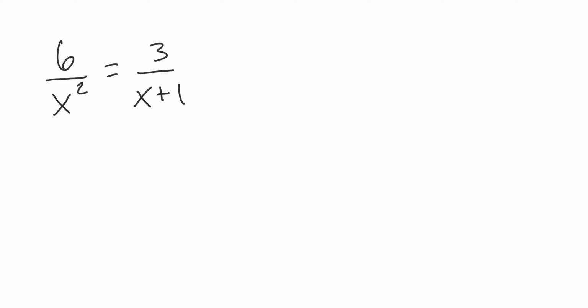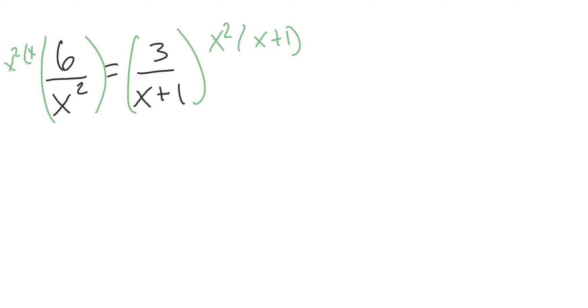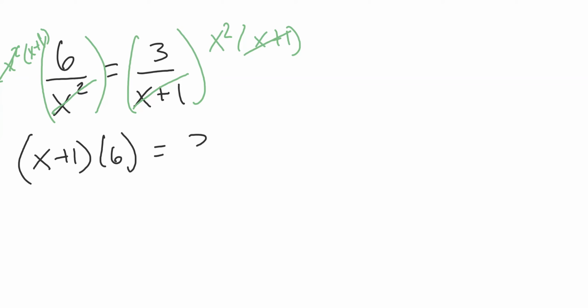Okay, so we're basically multiplying both sides of our equation by all the denominators so that we can get rid of them. So I'm going to multiply this guy by x squared times x plus 1. And I'm going to multiply this guy by the x squared times x plus 1. Now, this denominator will cancel out with that factor of x plus 1. This denominator will cancel out with that factor of x squared. So we're going to end up with x plus 1 times 6 equals 3 x squared.